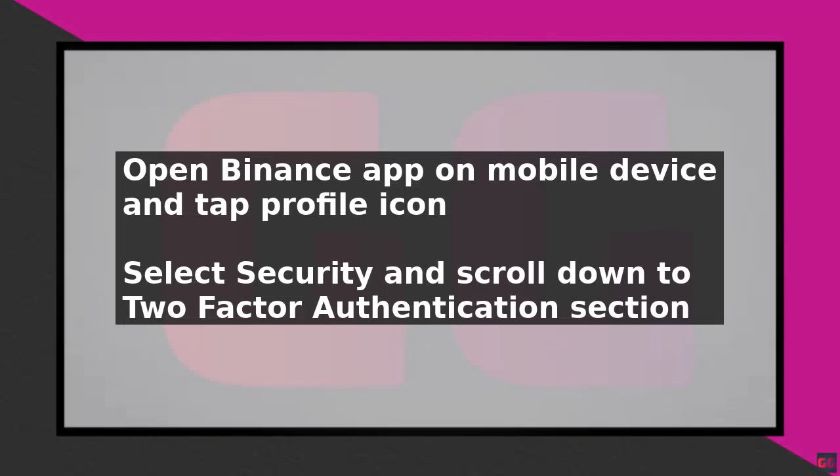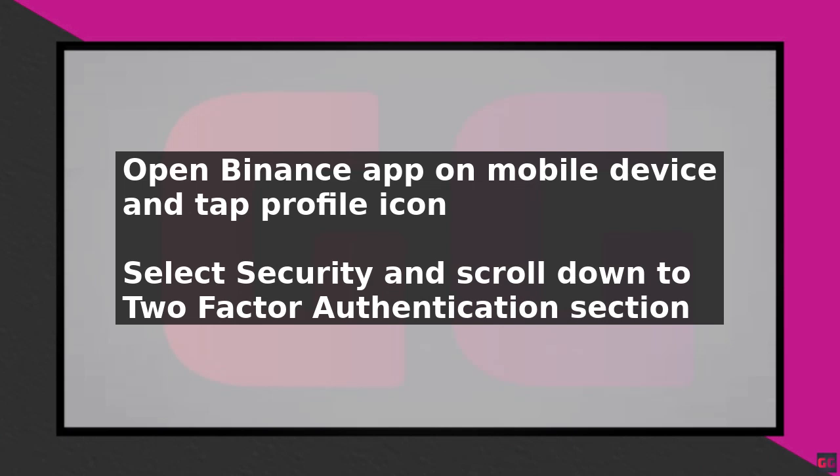To set up Binance Authenticator, start by opening the Binance app on your mobile device. Tap on the profile icon in the top left corner. Then select Security. Scroll down to the two-factor authentication section and click on Google Authentication.